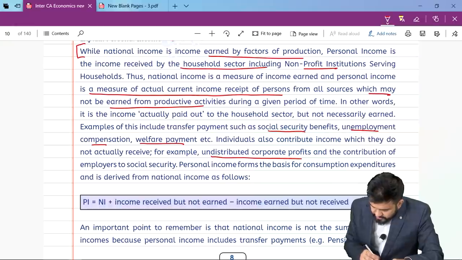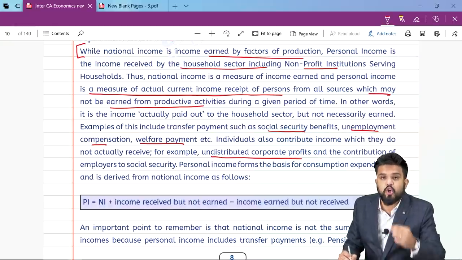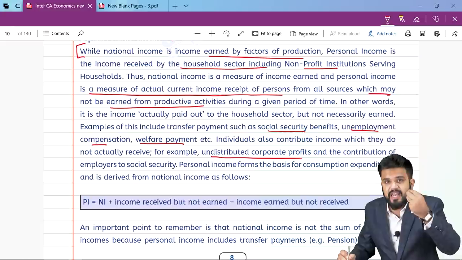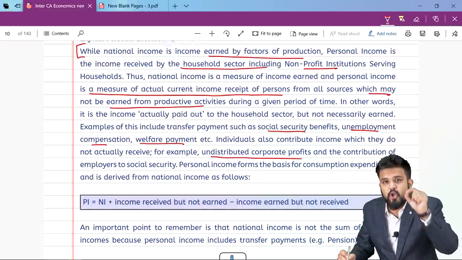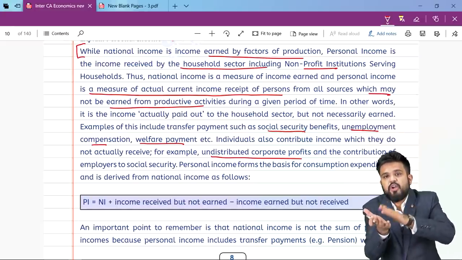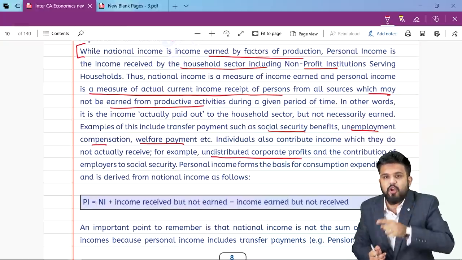Undistributed corporate profit will not come because it is declared. Profit is declared, dividend is declared, but not yet distributed. It has not come in my hand. So you will not record it in personal income.